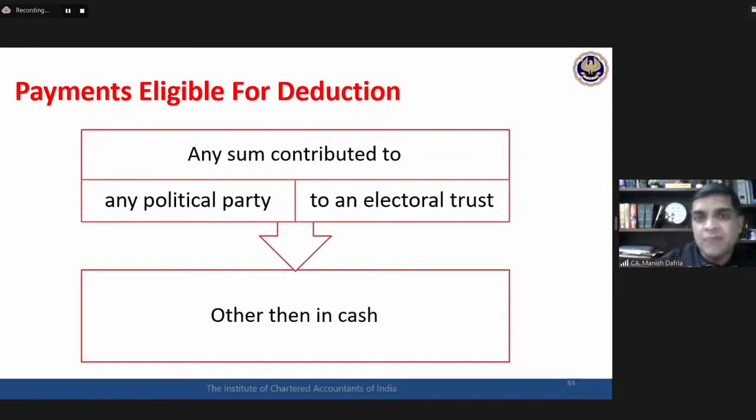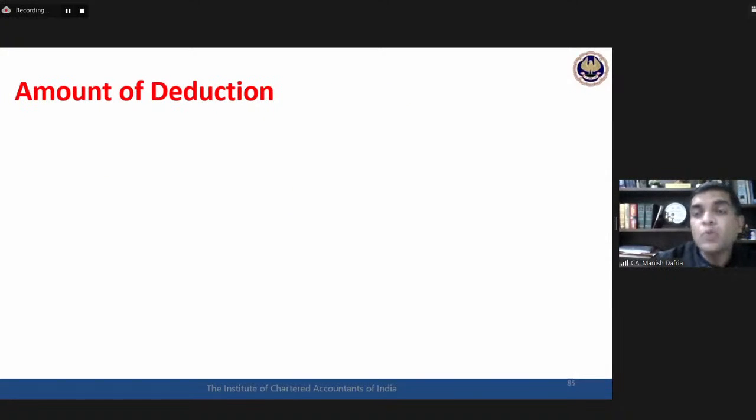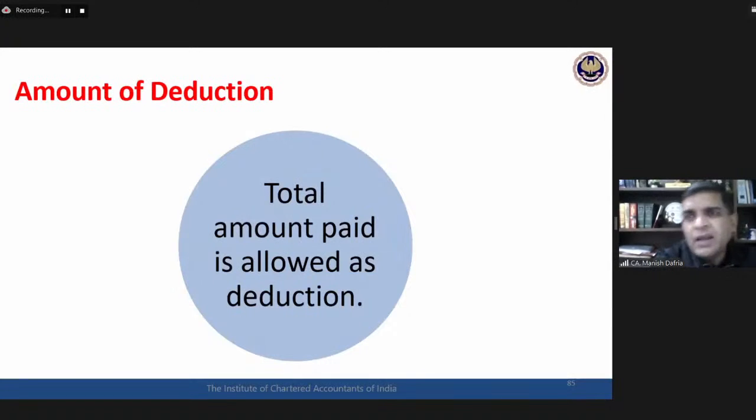Whatever the amount, even if it is 100 rupees, it has to be by any mode other than cash. Simple. And if this has been done, how much is the amount of deduction? WWH: who, what, and how much? Very simple, no calculations, no restrictions, no limit, nothing. Whatever is the amount you have paid, the total amount is allowed as deduction. To a charitable organization, you give a donation, you get a deduction of only 50%. To a political party, you give a donation, you get a deduction of 100%.